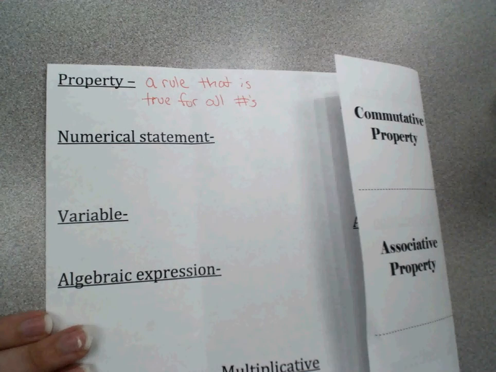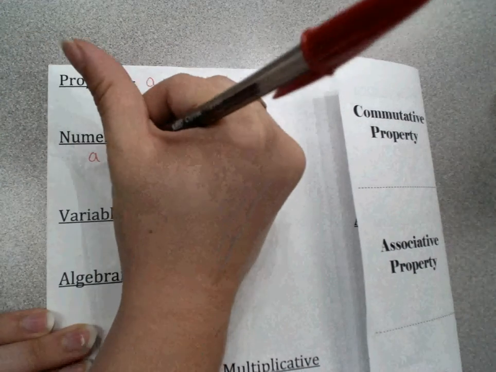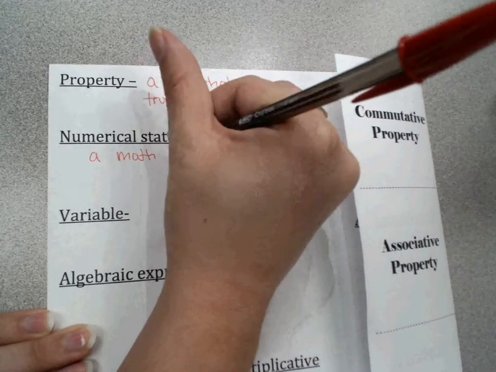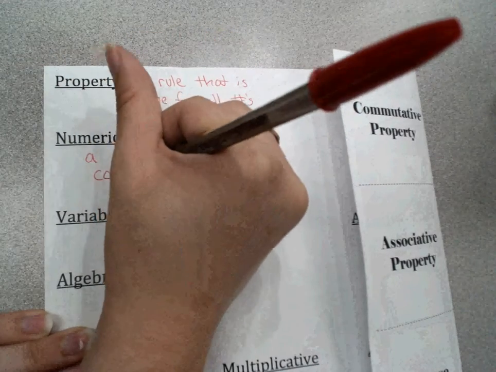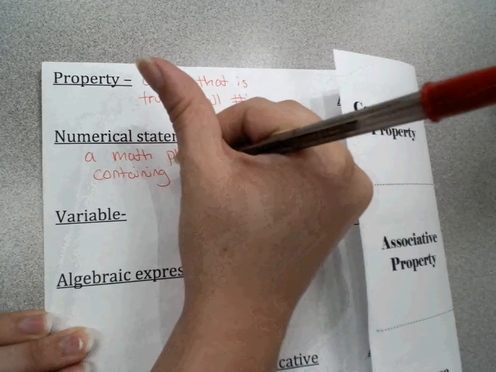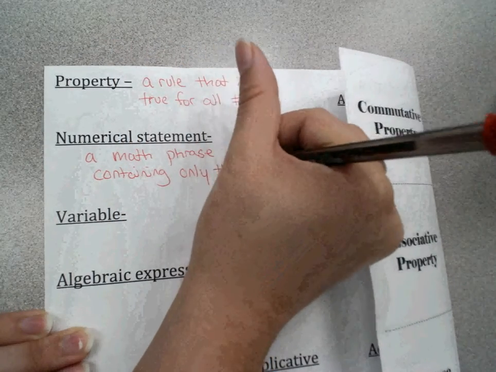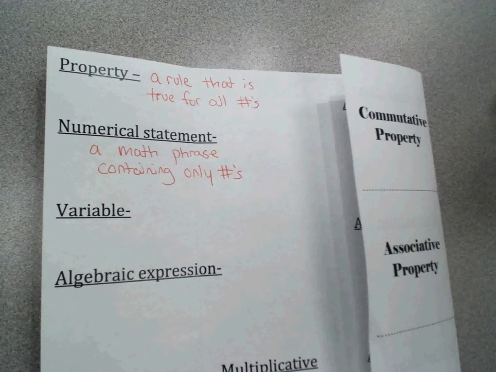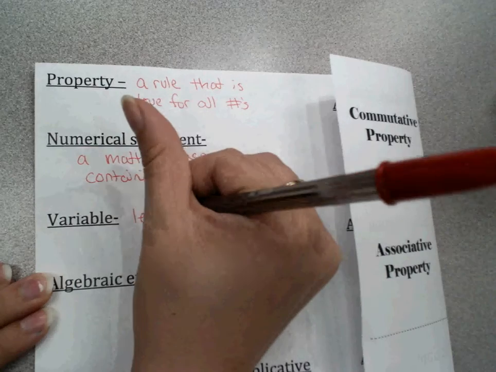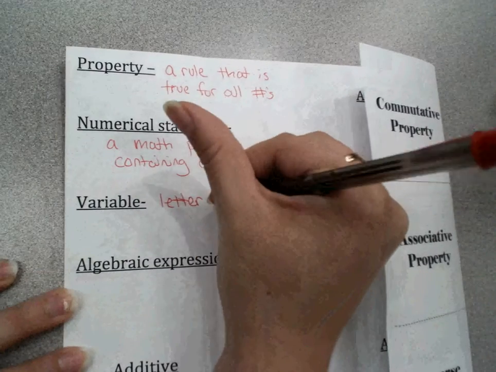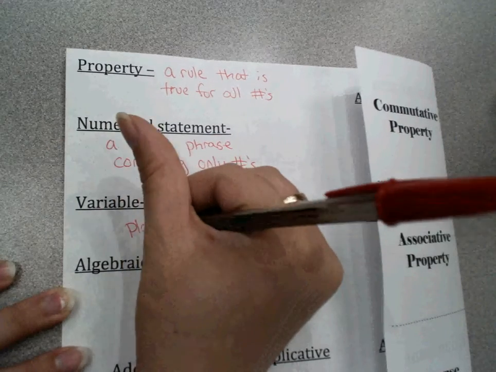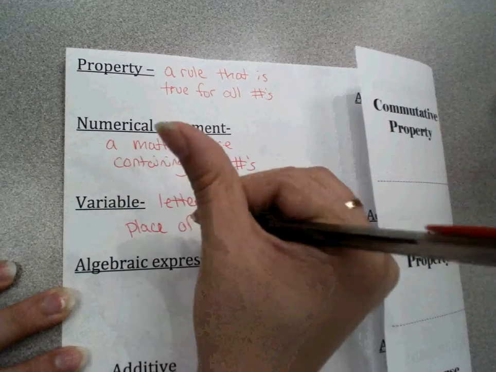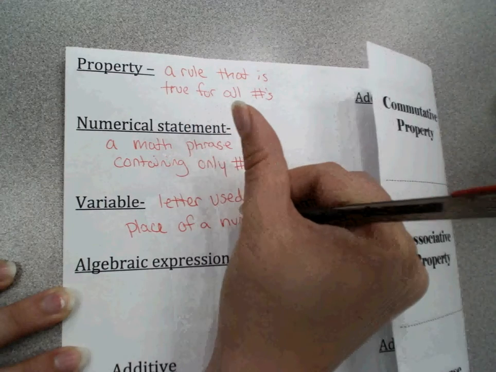Numerical statement is a math phrase containing only numbers. There's no variables in a numerical statement. But we know a variable is a letter used in place of a number. So a letter used in place of a number.